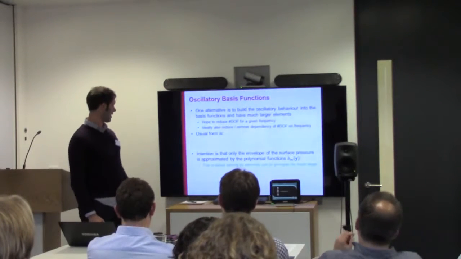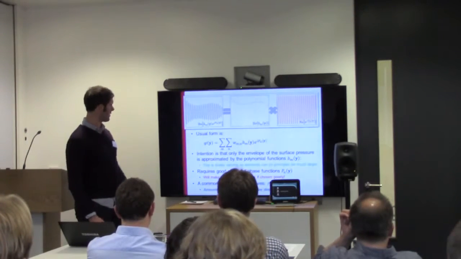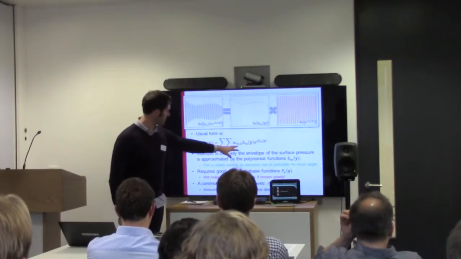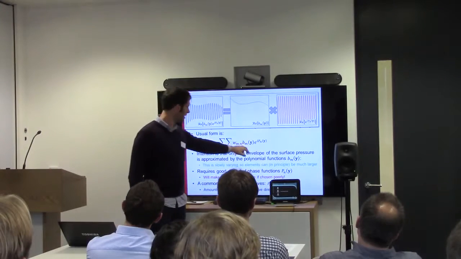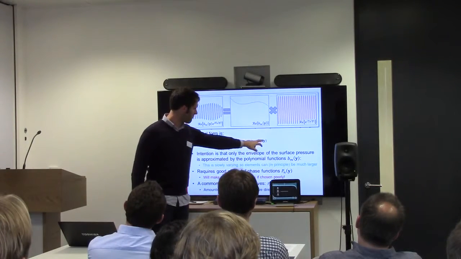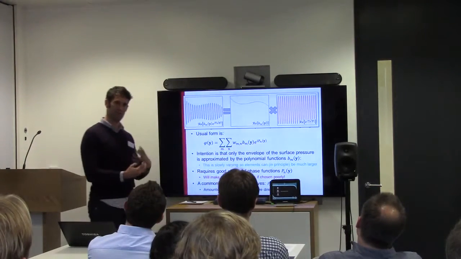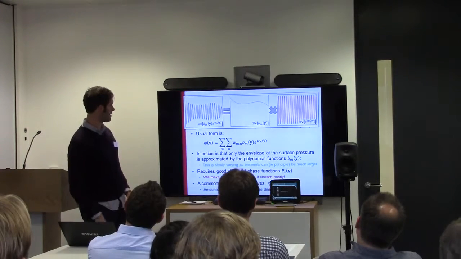So the usual form of this is something like this. So we've got the same sort of polynomial functions we had previously, these b's. Then we've got some sort of e to the i p, where p will be some sort of phase function that says how the phase varies through space.